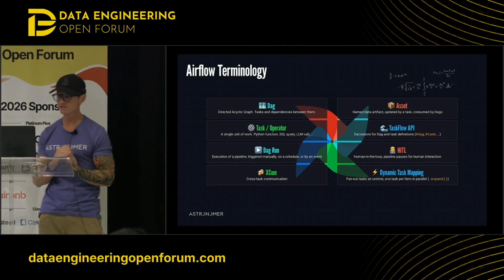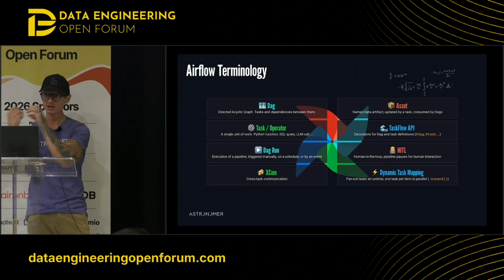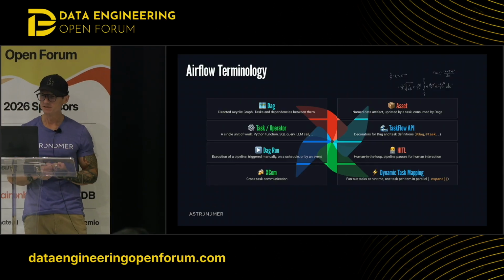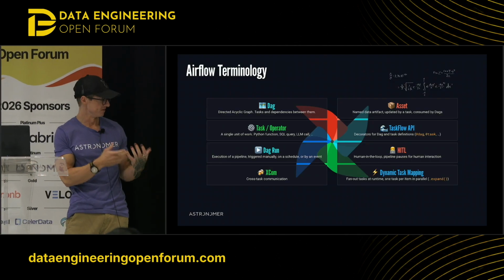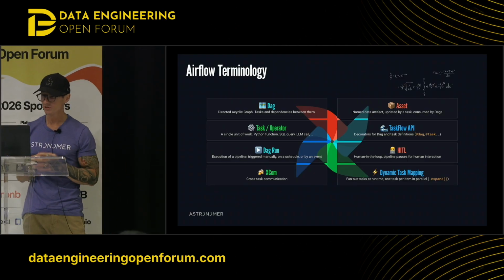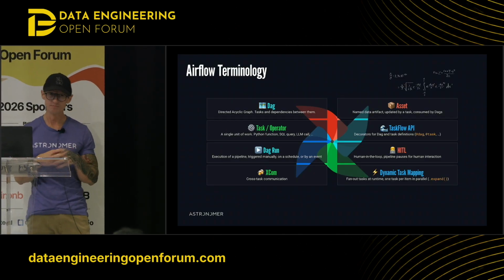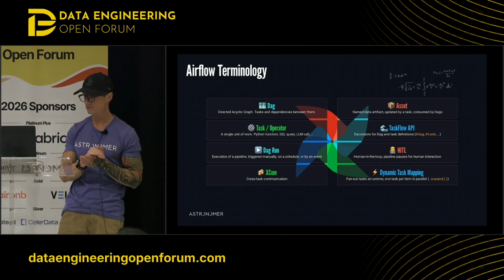We also have assets, so these are named data artifacts that you can update, and these updates can trigger other DAGs. Then there's the TaskFlow API. This just means that we use decorators for defining our tasks and DAGs. You will see that later. Human in the loop, very important for this whole use case, means that we pause the pipeline and wait for human input. I will also show you how that works.